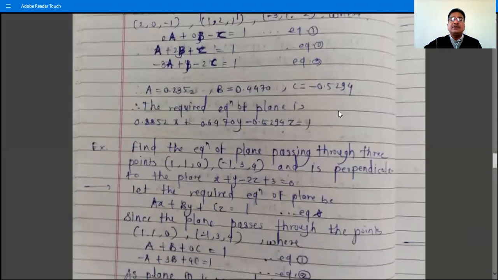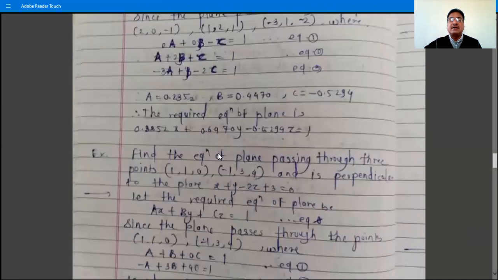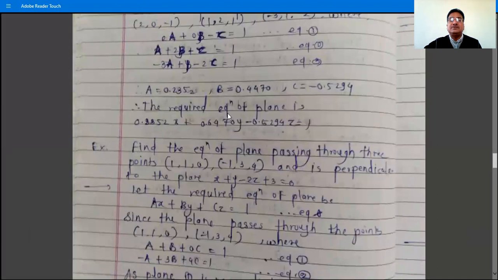And then the required equation of the plane is what? Substitute these values of A, B, C in the equation star: Ax plus By plus Cz is equal to 1. This is the required equation of the plane.